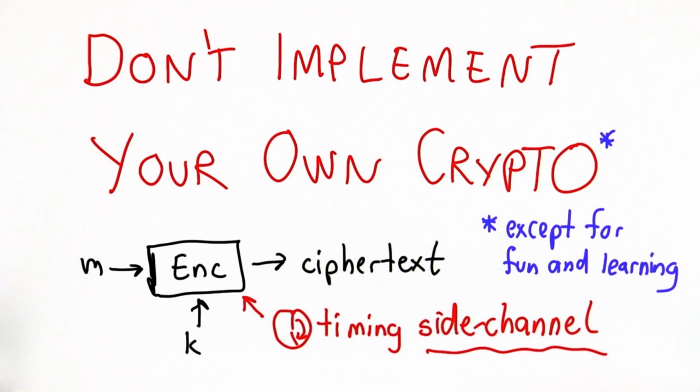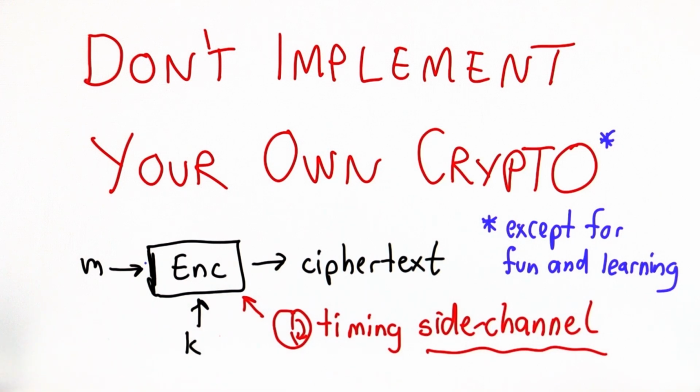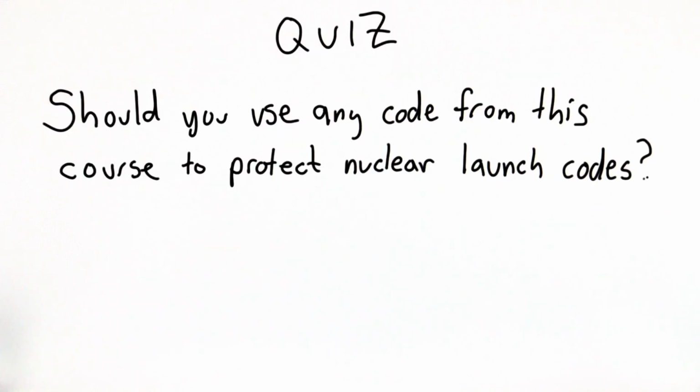But if you actually want to use cryptography to protect anything important, well, you should use a library implementation that's been carefully vetted, that's been written in a way to worry about these kinds of issues like timing side channels, and that other people have looked at carefully enough to have some higher level of confidence that it's correct and secure. So I want to make sure everyone was paying careful attention to that last point.